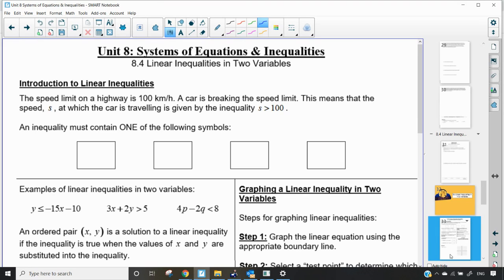So the speed limit on a highway is 100 kilometers per hour, and a car is breaking the speed limit. This means that the speed s, so that's our variable s, at which the car is traveling is given by the inequality s is greater than 100, because the speed is bigger than 100. Now, when we're writing inequalities, we have to have one of the following symbols. So we can have less than, greater than, less than or equal to, and greater than or equal to.